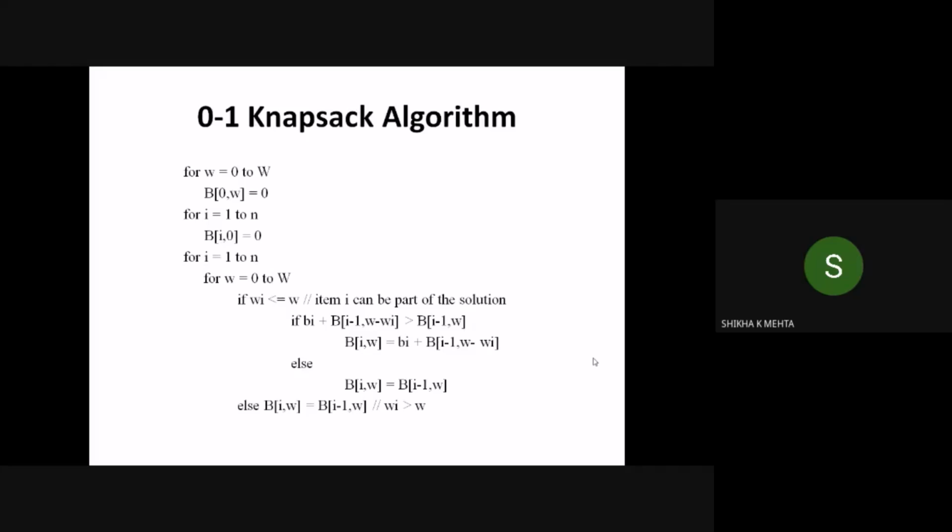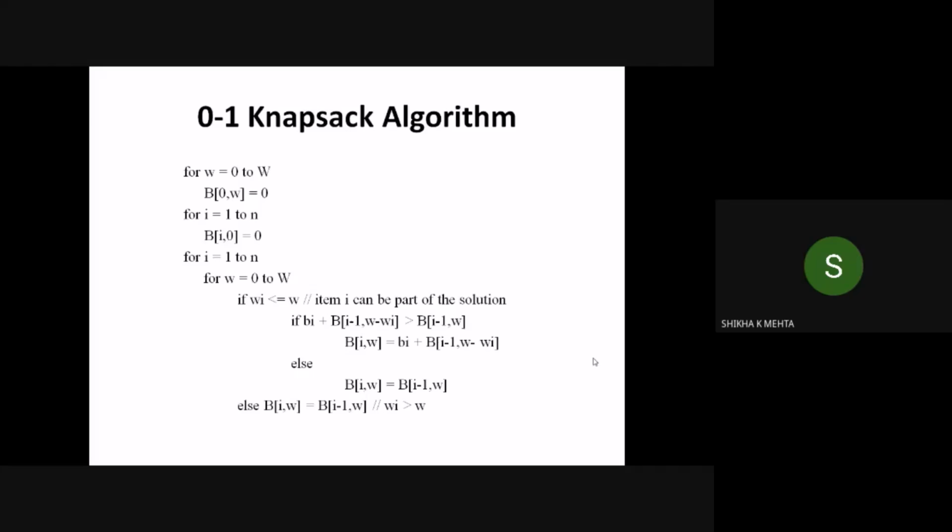Here you can see the pseudocode for solving this problem. For w equal to 0 to W, all the weights. As we said, in dynamic programming we find all the possible solutions, but along with that we try to reduce the complexity also. And how do we reduce the complexity? Through the concept of memoization.